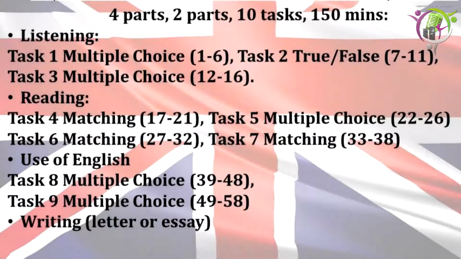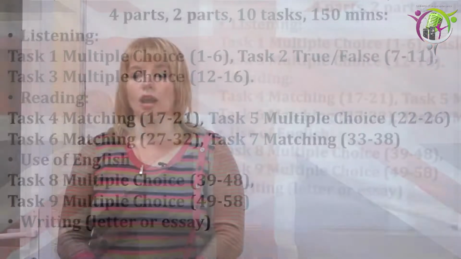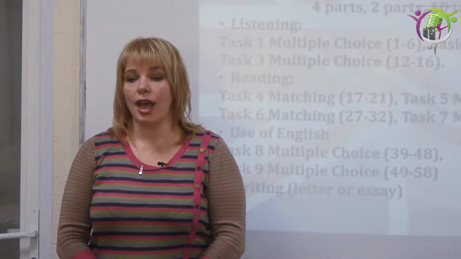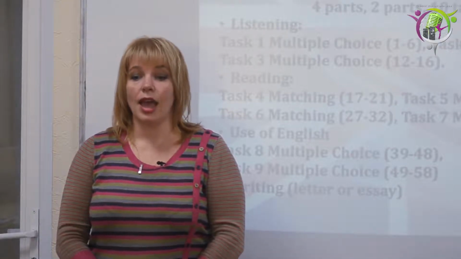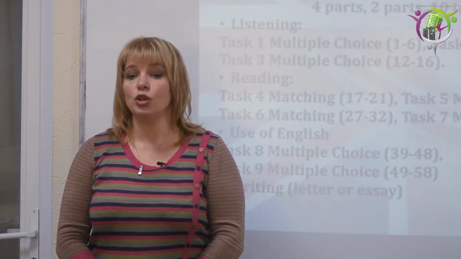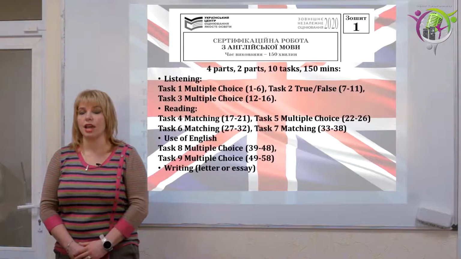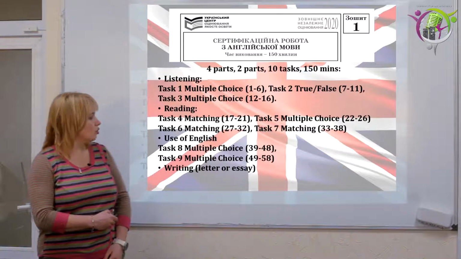So let's have a look at the structure of ZNO in English. It has 4 parts, 10 tasks, and to complete them, you have 150 minutes. So listening has 3 tasks. These are multiple choice, true, false, and again multiple choice. For reading, you have 4 tasks. These are mostly matching and 1 multiple choice. And another part is use of English. You have 2 tasks and they are both multiple choice.